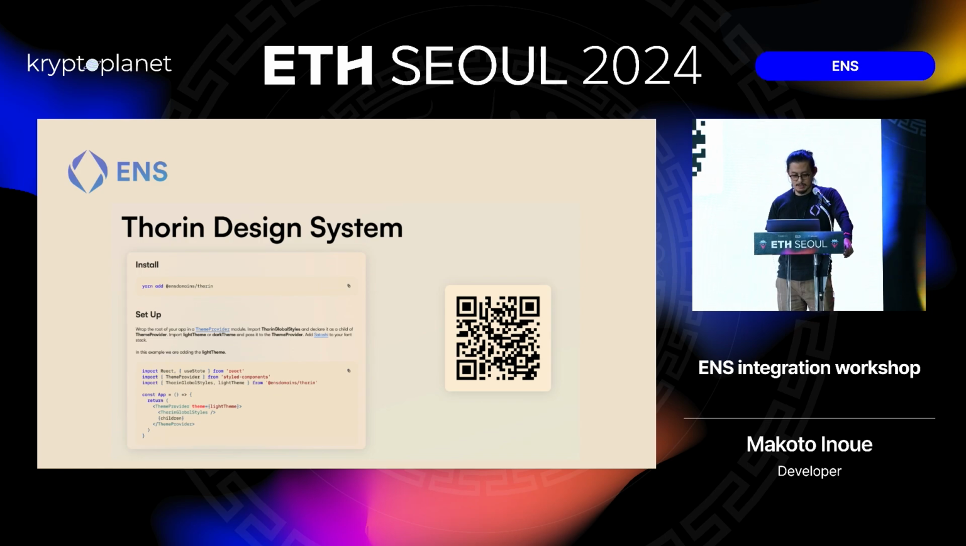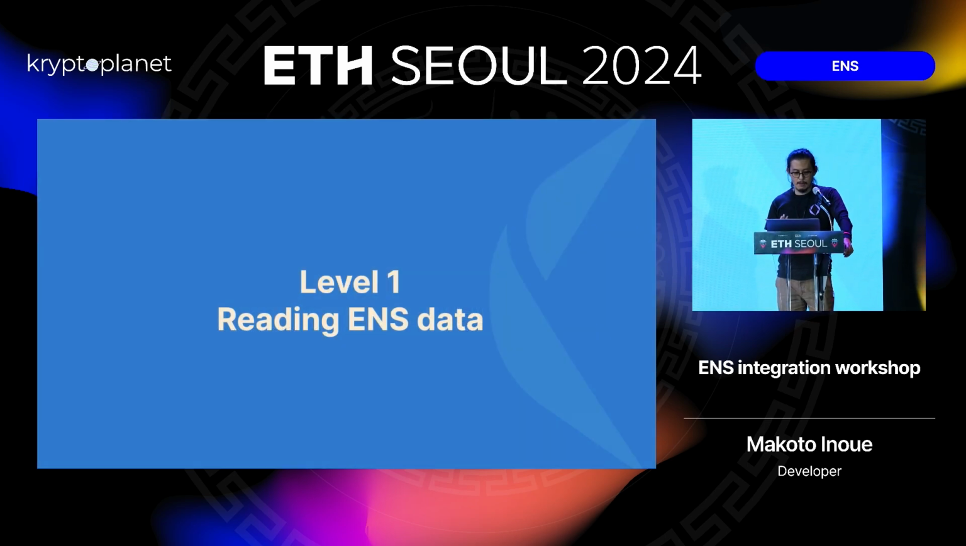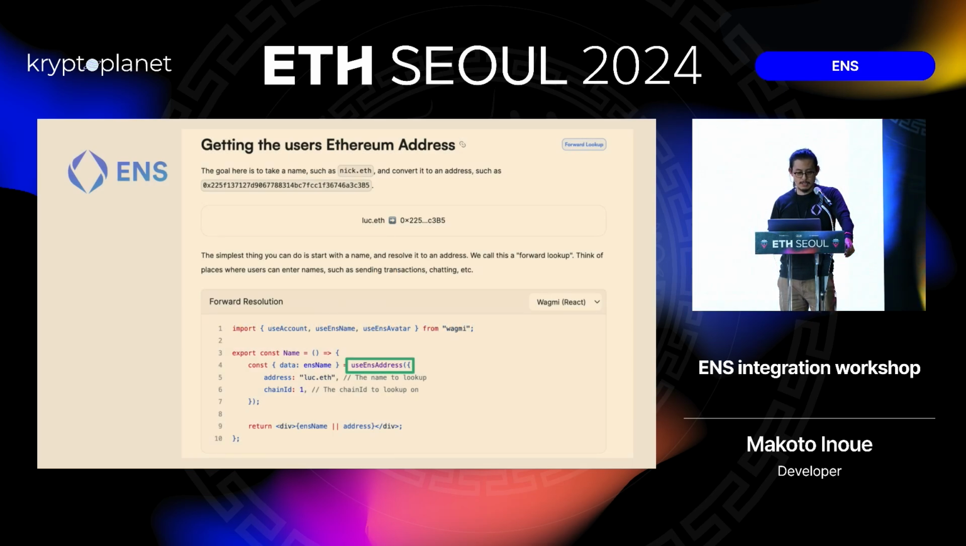And the Thorin design system I already mentioned. Then level 1: if you want to pay a bit more attention to how to do it, it's very easy. Wagmi has a set of functions, or tools, to call. In this example, you use the ENS address, and if you put luke.is you get the name back. I think this is a bug, because the address should be the Ethereum address, not luke.is. Never mind.